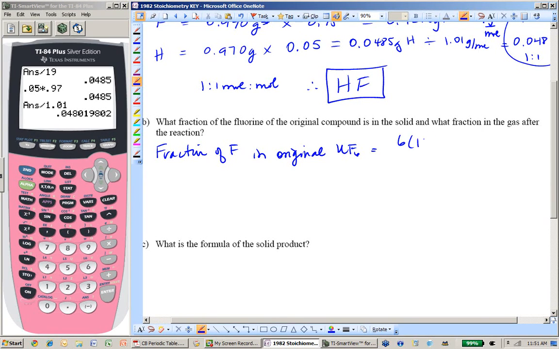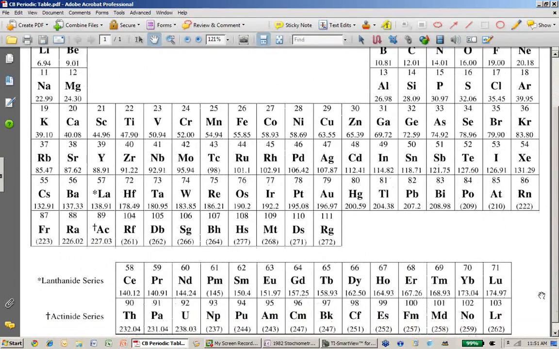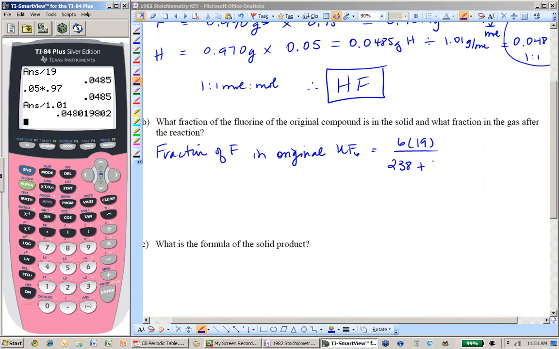So it's 6 times 19 per fluorine divided by the molar mass of the whole mess, which is 238. Again, use the periodic table. When you're old like me and do this for a living, you kind of memorize some of these molar masses. So 238 plus, again, the 6 times 19. This is the total molar mass in the denominator and the mass of just fluorine on the top, the 6 fluorines.